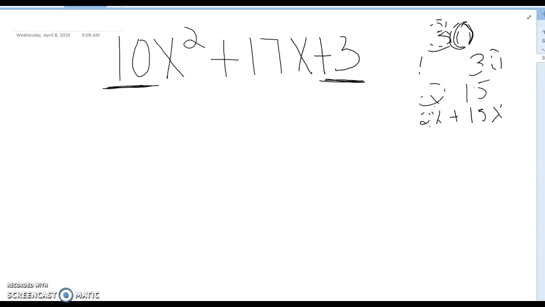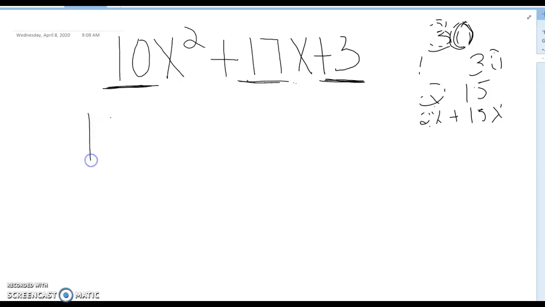Now I come back here and I decide which one I am going to put first. Am I going to do 2x plus 15x or 15x plus 2x when I rewrite it out, breaking this apart? That's all we're doing, is breaking that apart. I'm going to put the 15x second because 15 and 3 have a common factor of 3, and 10 and 2 have a common factor of 2. Since 15 doesn't go into 10, I'm not going to do it that way.